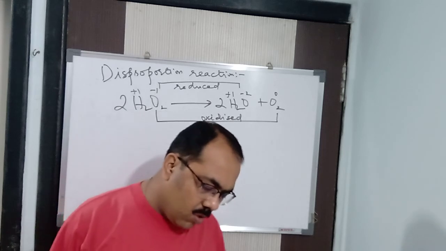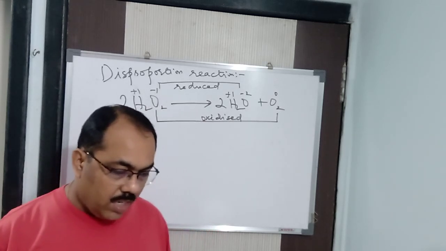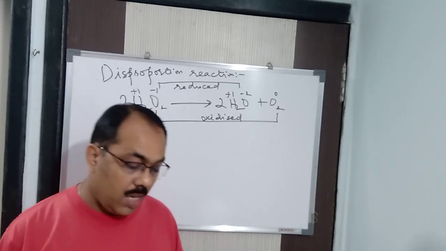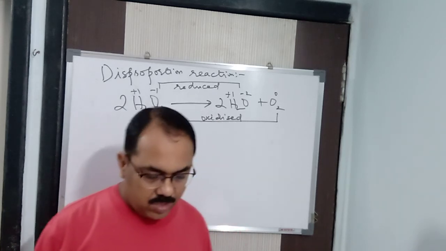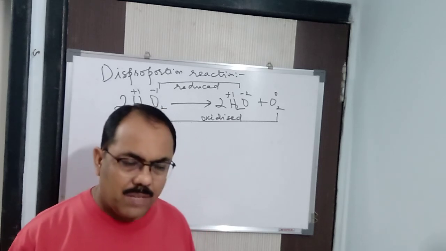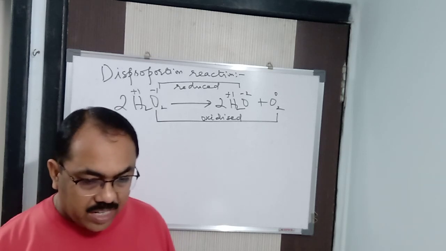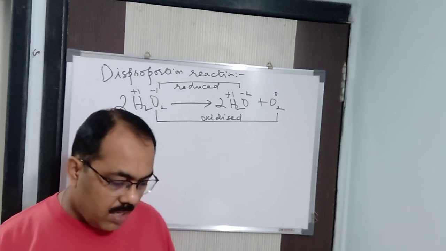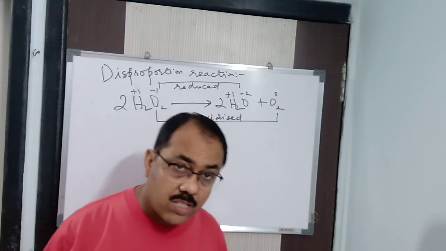In this way, many more reactions we can give. Phosphorus when it reacts in alkaline medium in presence of water forms PH3 and H2PO2, that is also a disproportion reaction. Chlorine when reacts in a basic medium, basic medium means NaOH, KOH, in this way. If it reacts with KOH, then it is going to form potassium chlorate, potassium chloride and water. So that is a disproportion reaction.